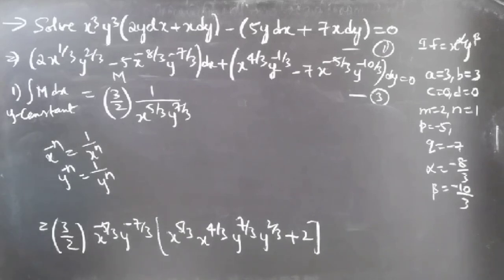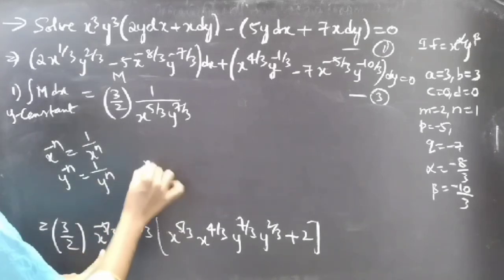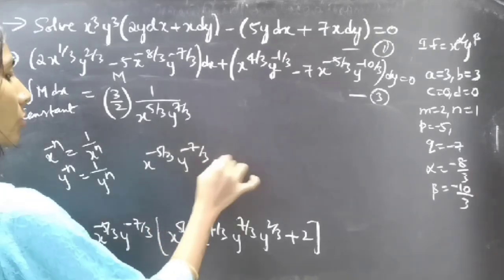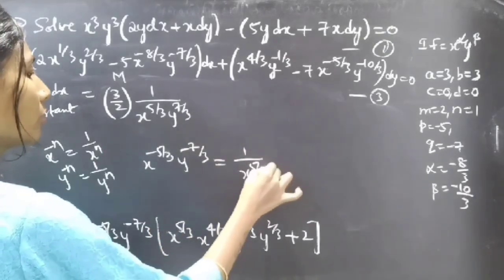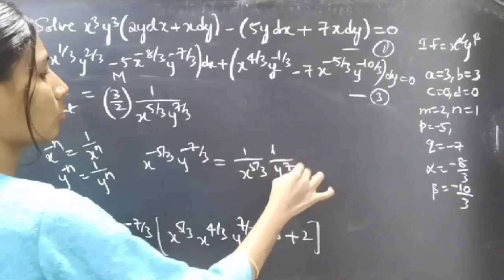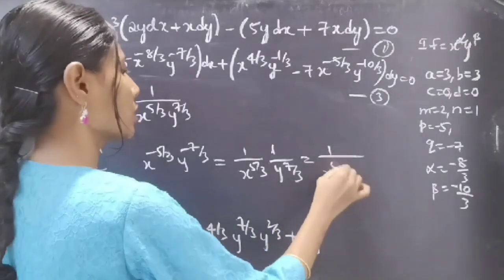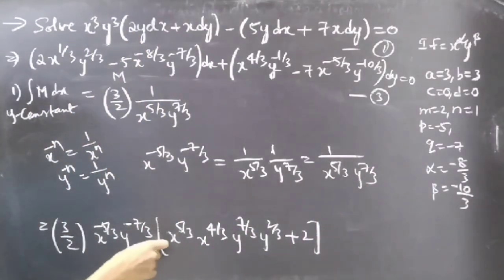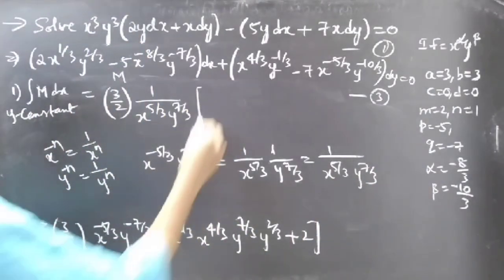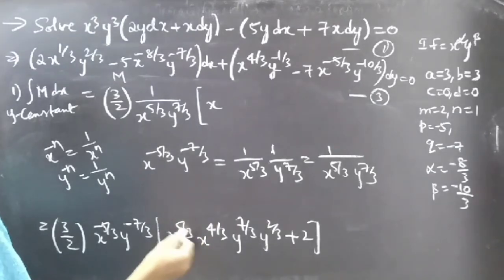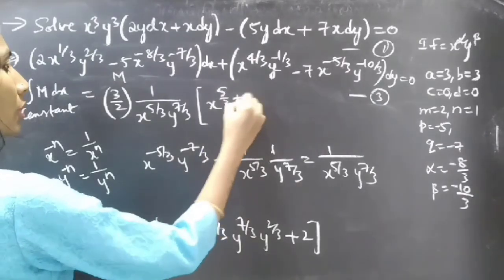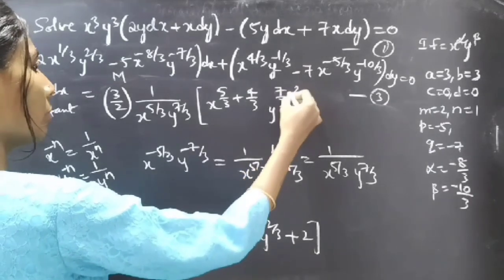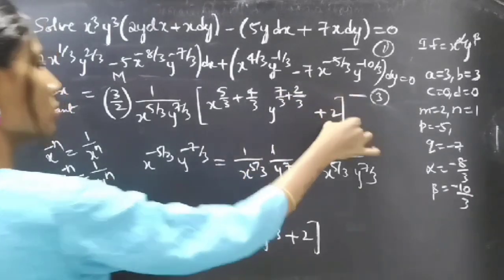Okay, or you can just write it as x power minus 5 by 3 into y power minus 7 by 3 can be written as 1 by x power 5 by 3 into 1 by y power 7 by 3, which gives us 1 by x power 5 by 3 into y power 7 by 3. Okay, into x power, add the powers, 5 by 3 plus 4 by 3, into y power 7 by 3 plus 2 by 3, plus 2.